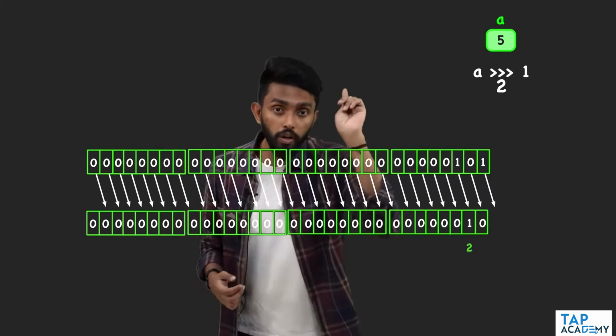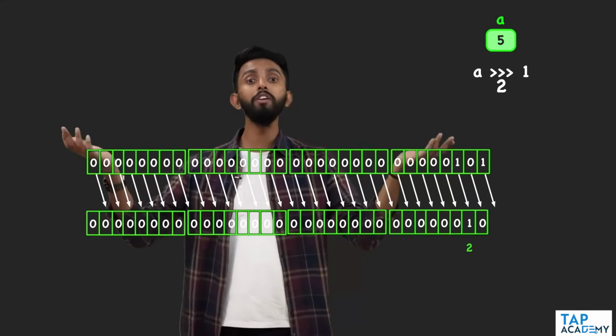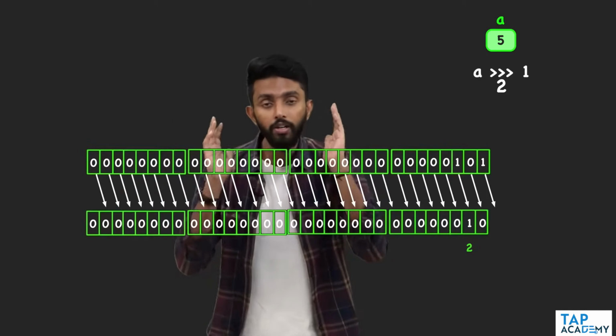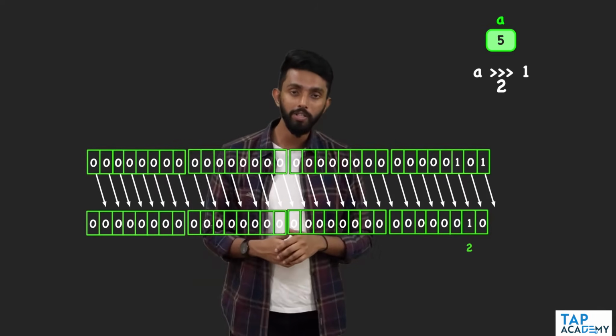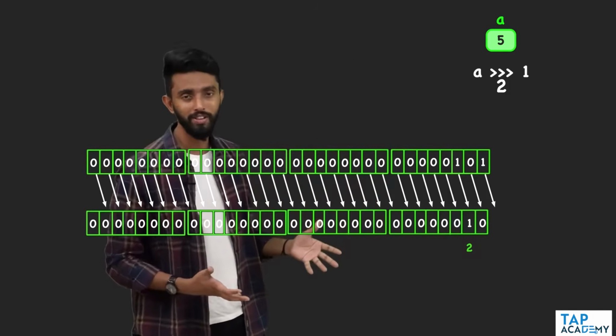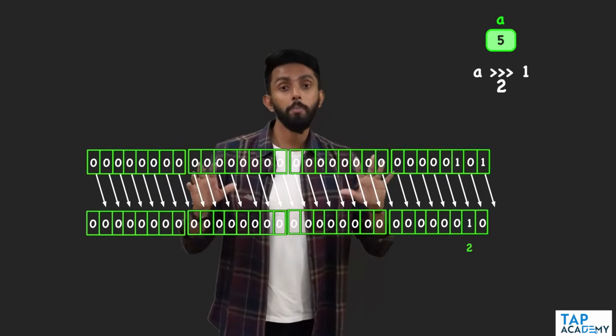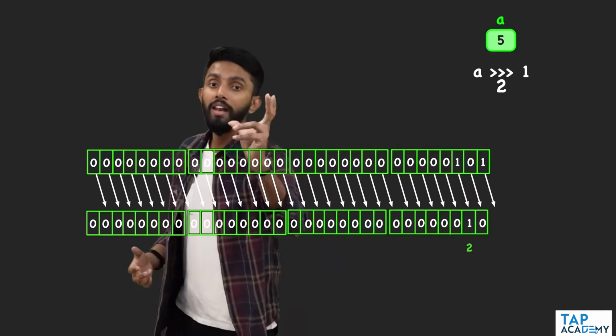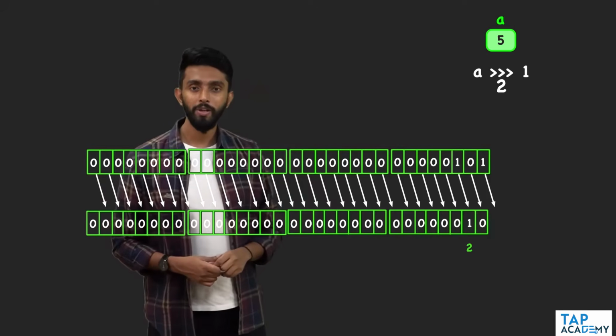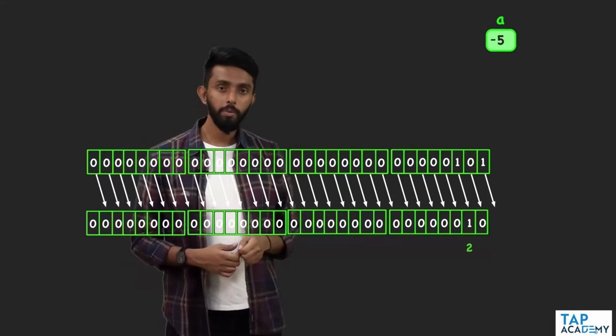5 right shifted once is also 2, which means there is no difference between triple right shift and right shift when it comes to positive numbers. I hope you're able to see there is no difference. There will not be any difference. But the true difference arises when it becomes a negative number, my dear friends. Let us assume it was -5.